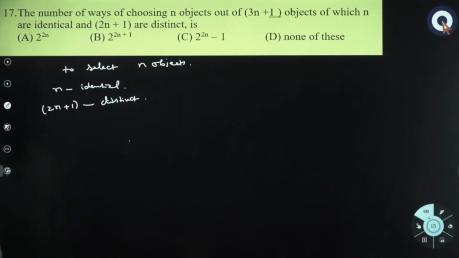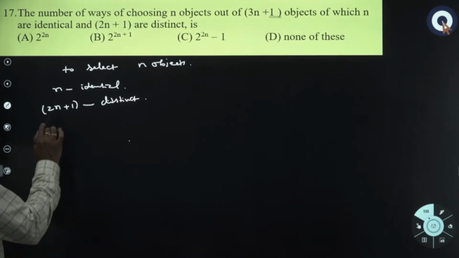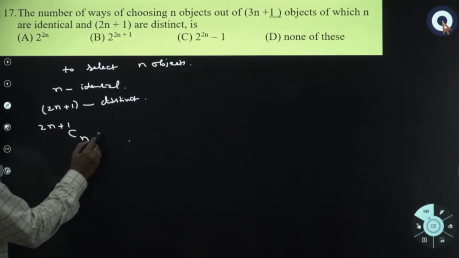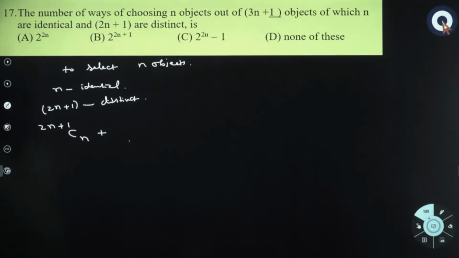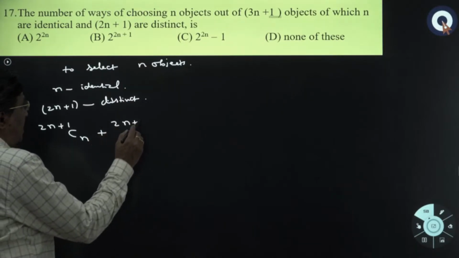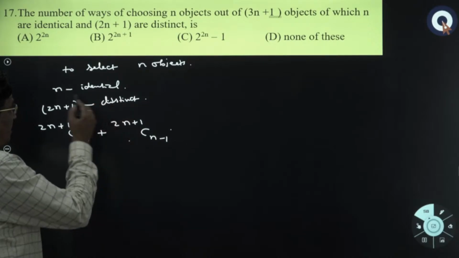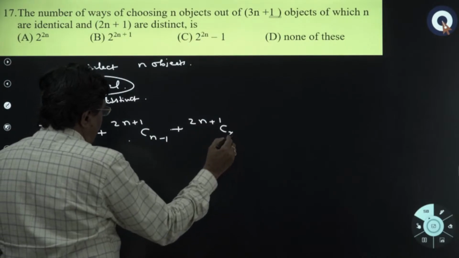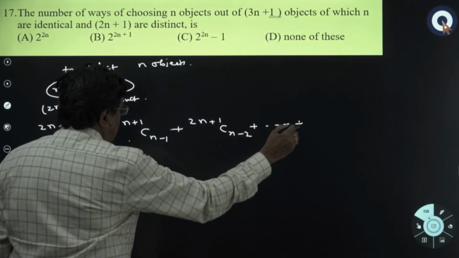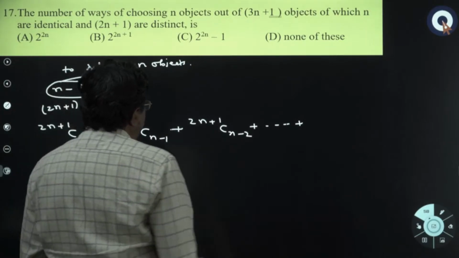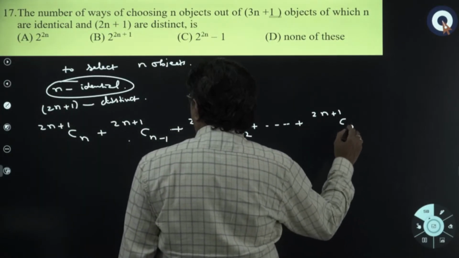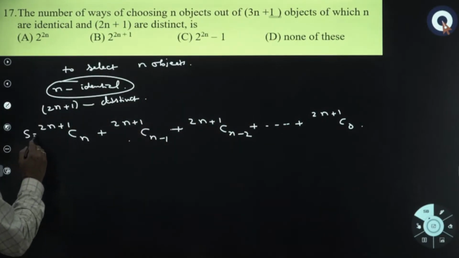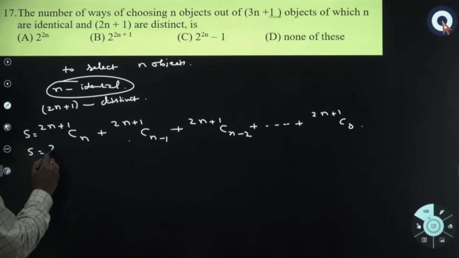So basically, in this case, if you want to select all n distinct objects, you can do that. So that can be done in 2n plus 1 Cn ways. Or if you want to select n minus 1 distinct objects and one identical object, this can be done in just one way. And if you want to select n minus 2 distinct objects and so on, you can take 0 distinct objects until you can take all n identical objects. So it is essentially finding the sum of these. So it is again the same thing, nCr is equal to nCn minus r.